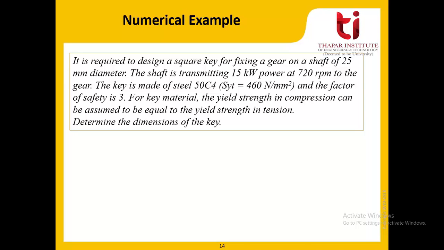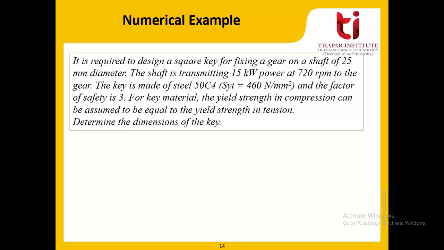For this application, the shaft diameter is known, that is 25 mm, and it must transmit 15 kilowatt power at 720 rpm. Because rpm and power are known, torque is known. P is equal to 2 pi N Mt by 60. We have a standard formula for that. The key is made of steel 50C4, a ductile material with yield tensile strength equal to 460 megapascal, and the factor of safety is 3.